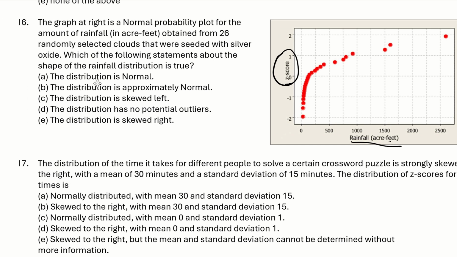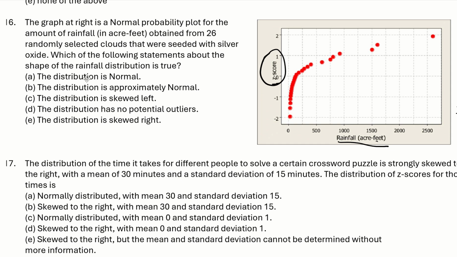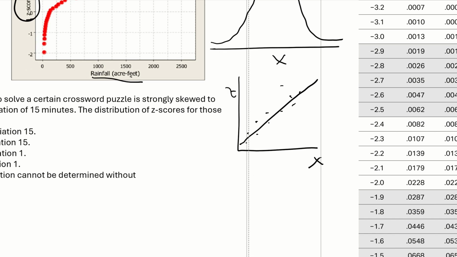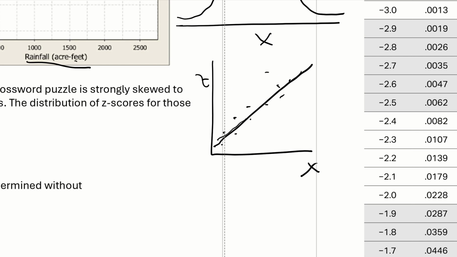All right, so which of the following statements is true? Distribution is not normal because this is not a straight line, right? It's not approximately normal, again, because it's not a straight line. Skewed left, skewed right, distribution has no potential outlier. Okay, so I'll go over this in a little bit of detail here. Like we said, if it's approximately normal, you should see a straight line.